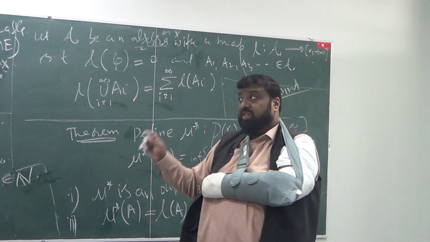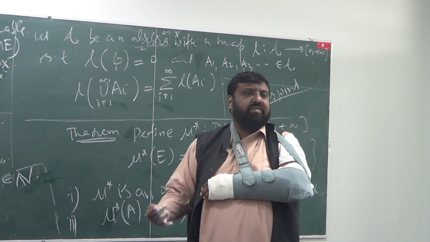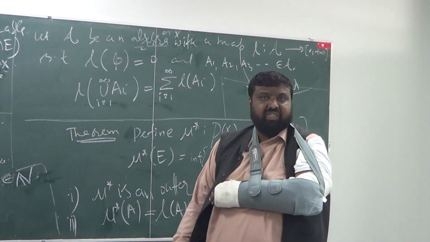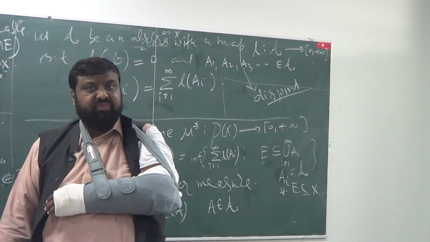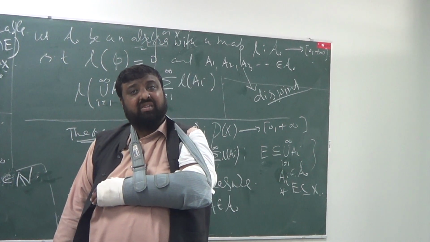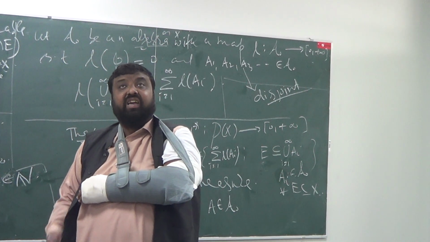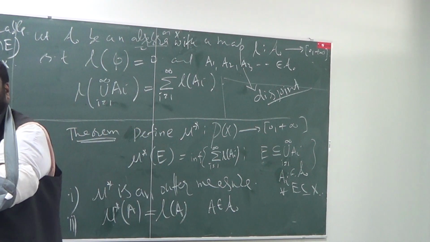So you can do it in R, and you can do it in R^n. If you are doing it in R, you call it a one-dimensional Lebesgue measure. If you do it in R^n, you call it an n-dimensional Lebesgue measure. But it implies every measure is Lebesgue measure? Not every measure is a Lebesgue measure; every measure is an outer measure. Okay?